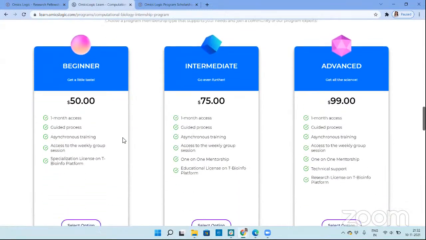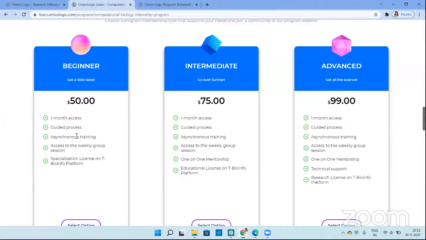To join the research fellowship program, you can take up the license here on the page itself. We have three licenses. The first one is beginner, the second one is intermediate, and the third one is advanced. These three levels are based on the different features they include. The beginner level does not include one-on-one mentorship, so you could take up your doubts in group sessions.